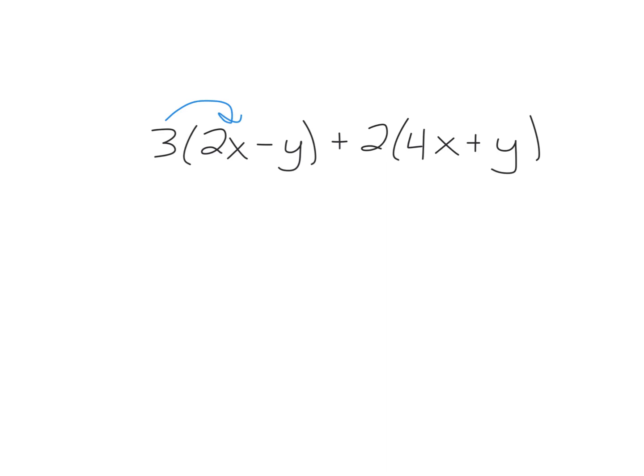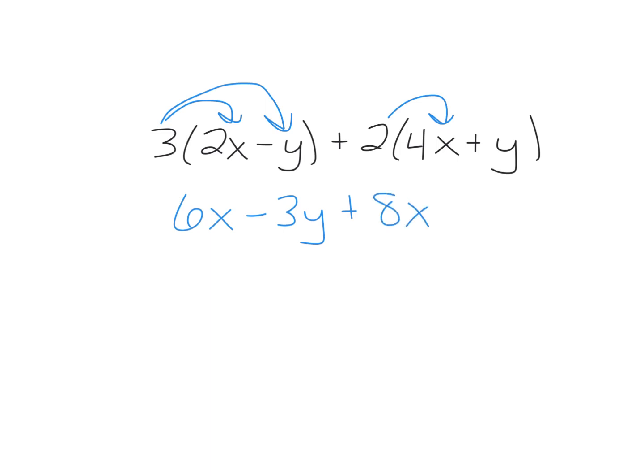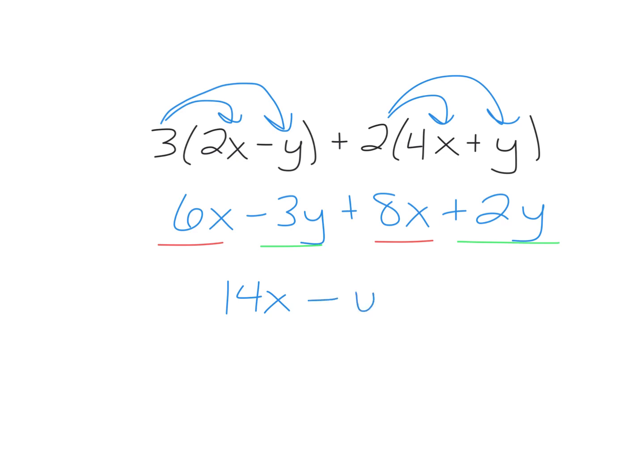So we have 3 times 2x, 6x, and then we have 3 times negative y, negative 3y. Plus, and then we have 2 times 4x, and then we have 2 times y. Good. What are like terms? 6x and 8x. What are our other like terms? Negative 3y and 2y. So we have 6x plus 8x, 14x. And then we have negative 3y plus 2y, negative 1y, or just negative y. That's it.